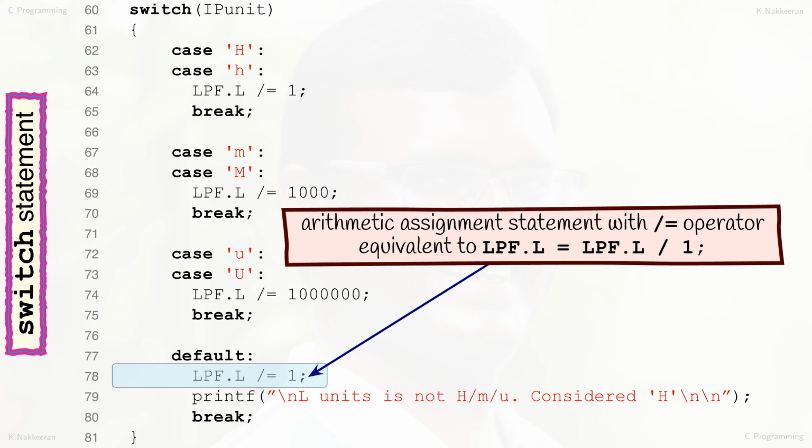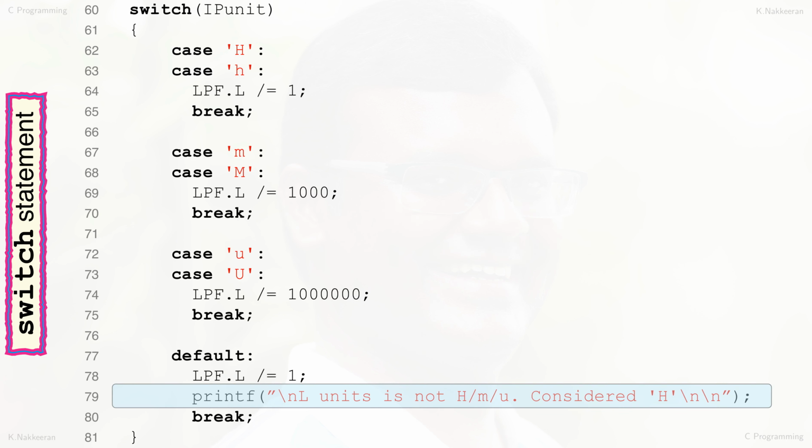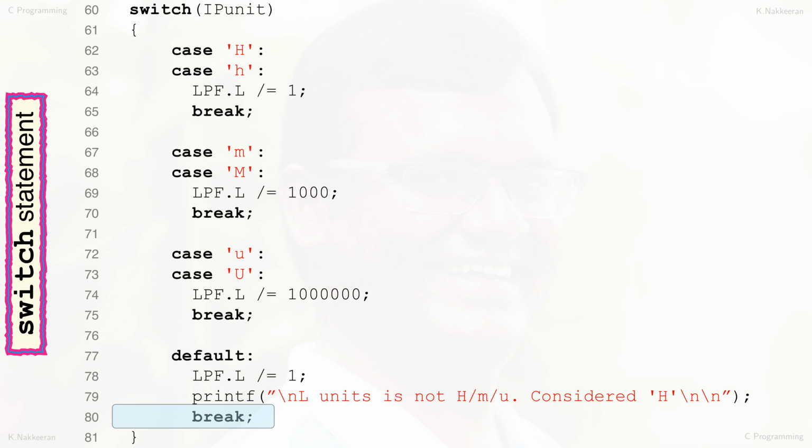This rescaling of the LPF.L value is carried out for the default case. Dividing by 1 is not going to change the value of LPF.L, but here it is written just for completeness. The line 79 printf statement displays the message on the monitor that the input character for the inductance units is not one among the allowed characters and the unit is considered as henry. The break statement in line 80 represents the end of the body of the default case and the program control should go to line 82, that is just after the end of the entire switch statement. This break statement is redundant as it is the last line of the switch statement, but here it is written just for completeness.